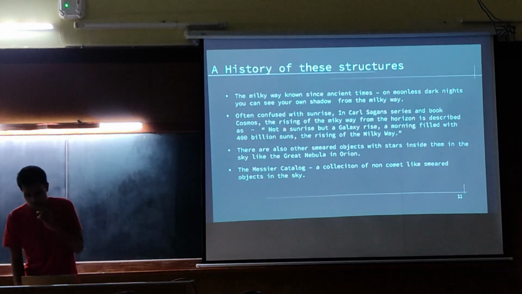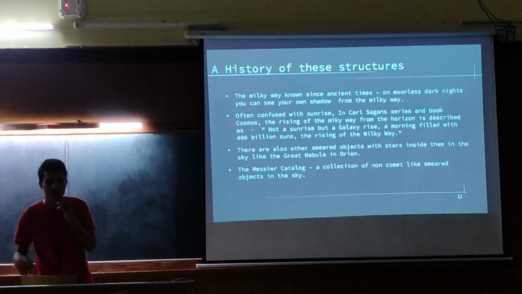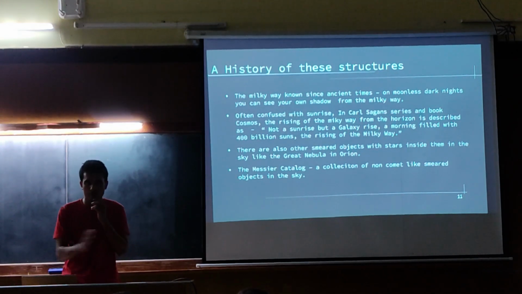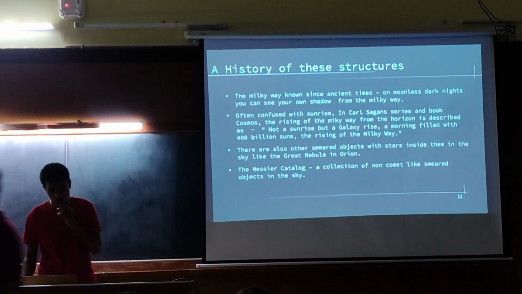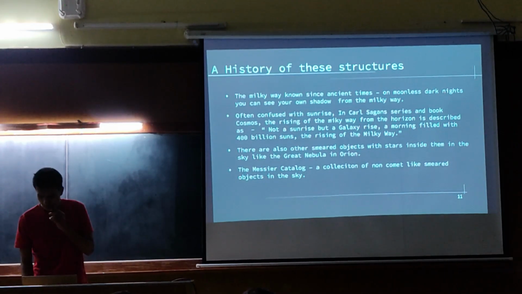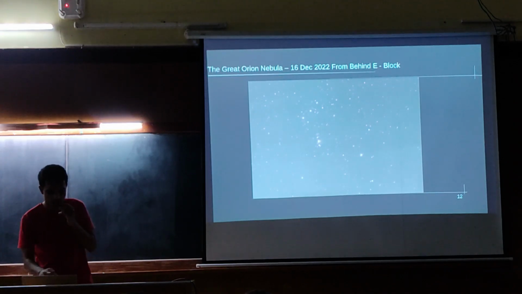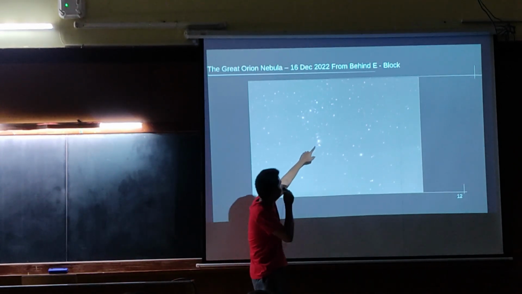Unfortunately, most of us who have grown up in cities and towns don't get that privilege nowadays. But most humans in the history of humanity have had the privilege to look at the Milky Way. There are other similar objects with stars inside them also, like the Great Orion Nebula. This is an image of the lower part of the constellation of Orion. I'll describe what Orion is in a bit, but for now just think of this as part of the sky. And this red object is the Orion Nebula.